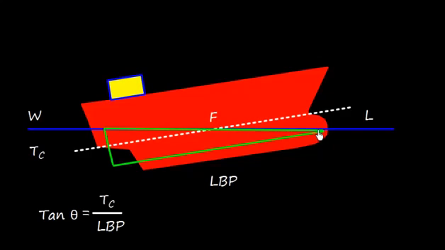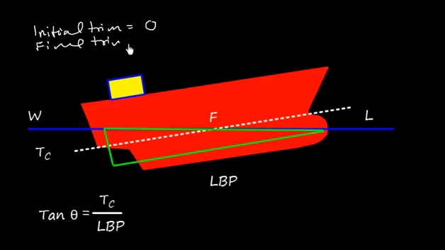Well, in this case, let us consider this green triangle. And this is nothing but TC. TC is the trim change. So I can put it this way also. Initial trim was 0. Ship was at even keel. But the final trim after shifting the weight, say final trim was T.